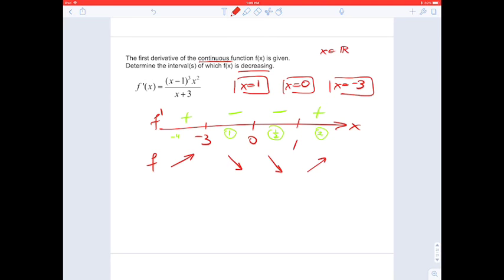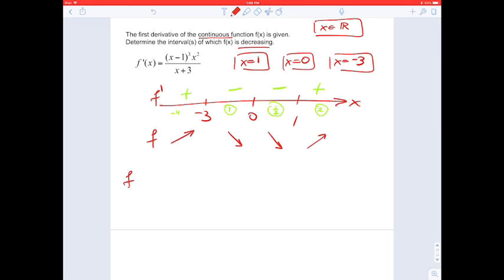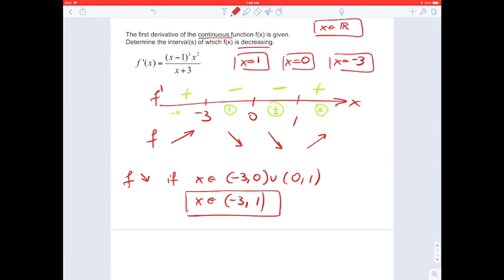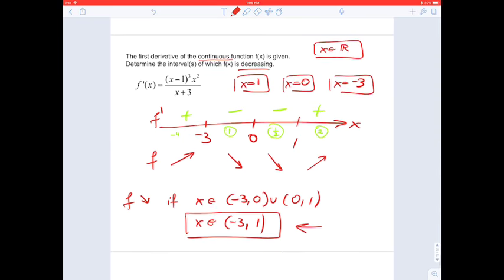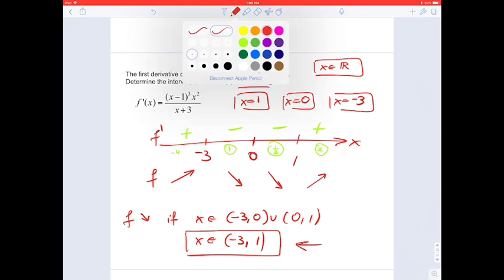And since the function is continuous, x could be any number. The domain is all of the numbers. And the function is decreasing if x belongs from -3 to 0 and from 0 to 1. Or the correct answer could be from -3 to 1, since 0 is in the domain. Because if 0 is not in the domain, then we can't combine. But this is good. That's the final answer.